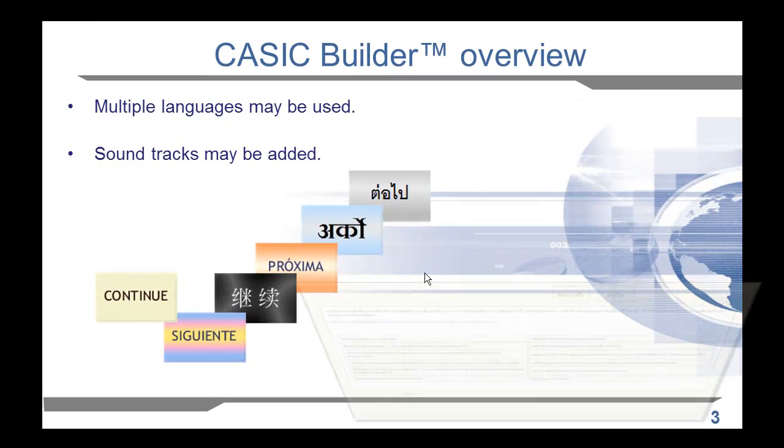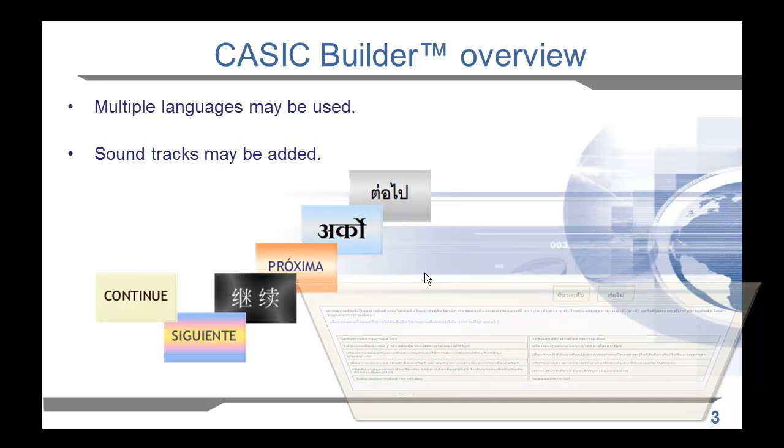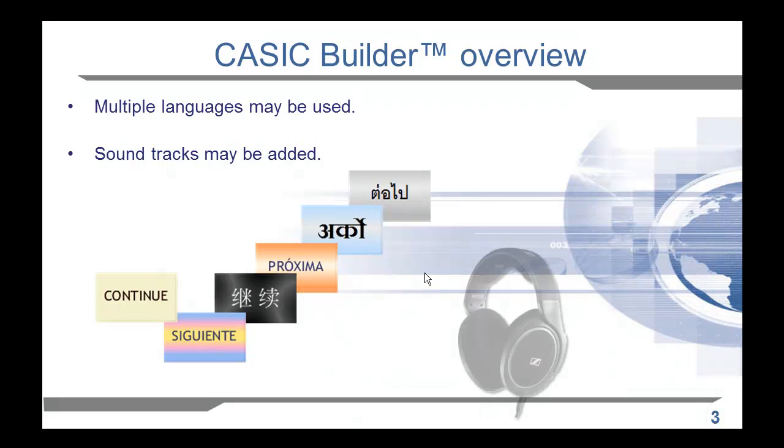A questionnaire may be implemented in multiple languages. One current study uses English, Spanish, Portuguese, and Thai. Soundtracks in each language may be added to create audio CASICs. A computer with a sound card and a microphone is required to create recordings.